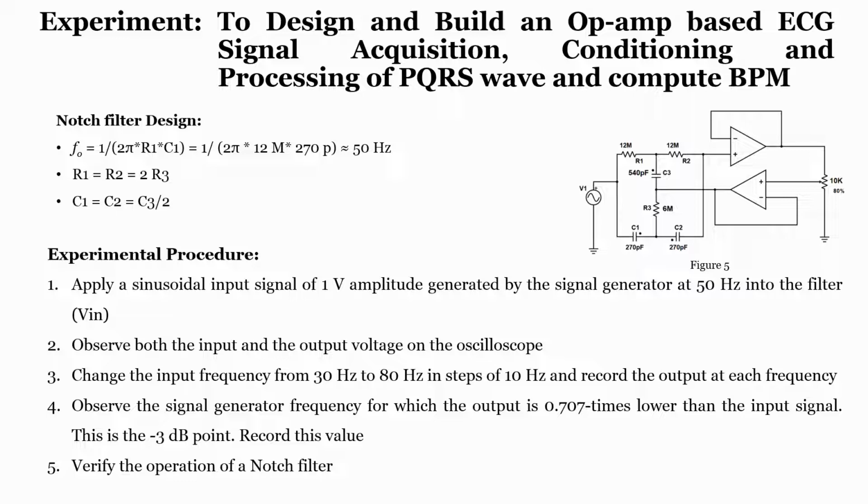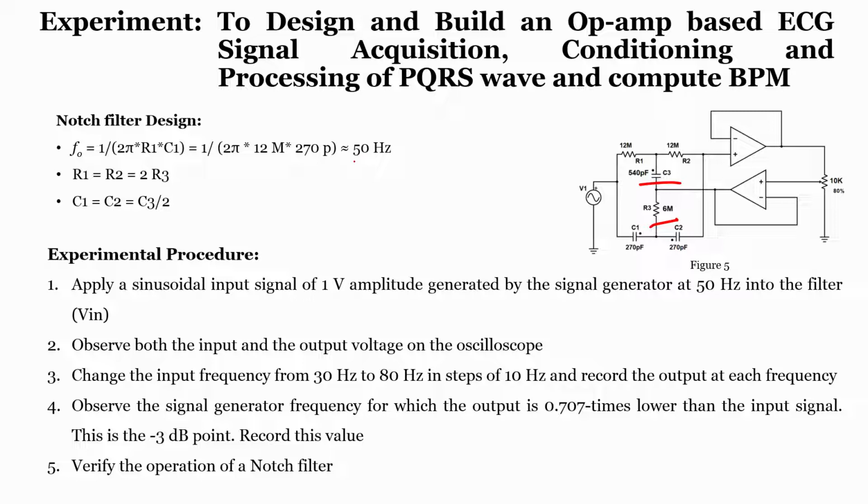As we know the importance of notch filtering in our application, and we also know how to use a passive notch filter circuit, this is similar to our passive notch filter. We are using two resistors of 12 mega ohm and 12 mega ohm, and capacitors C1 and C2 which are both 270 picofarad, and another resistor of 6 mega ohm and a capacitor of 540 picofarad. What makes us select these particular values?